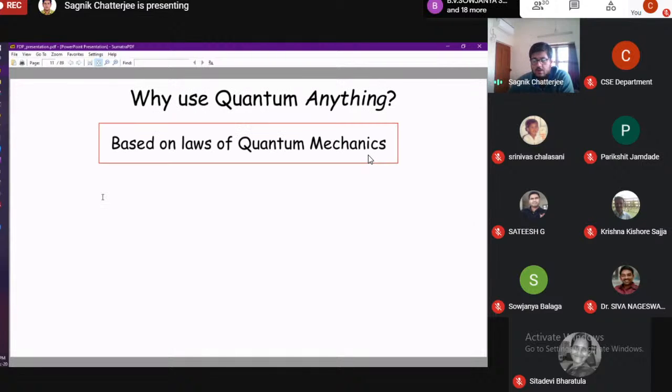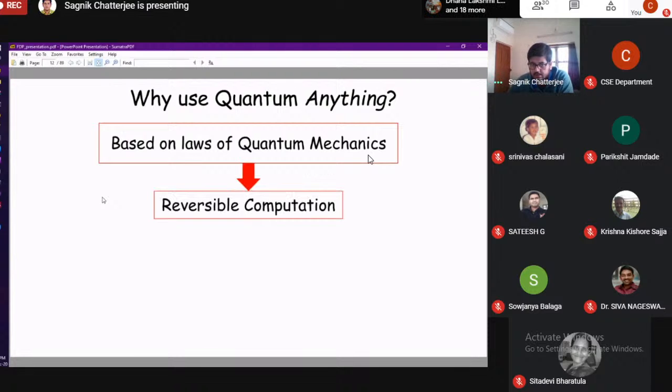Quantum mechanics, as we all know, is vastly different from classical mechanics. It has a different set of laws, a different set of axioms that govern it. But the main law that separates quantum mechanics from classical mechanics is reversible computation. Reversible computation means any sequence of operations that you do will always have an inverse set of operations that lead you back to the original state.